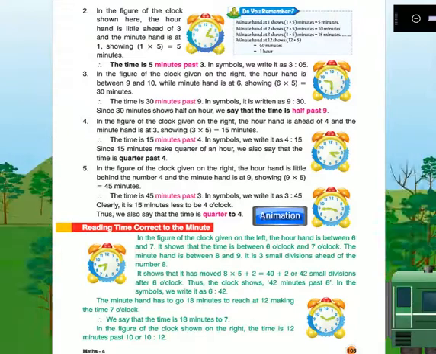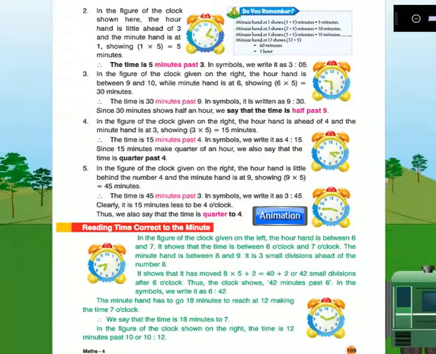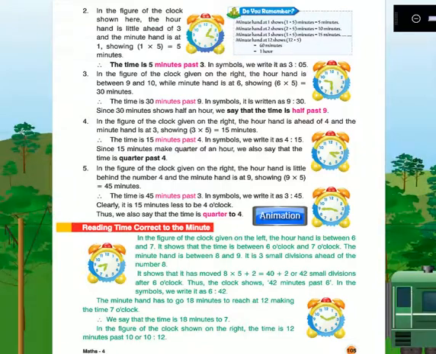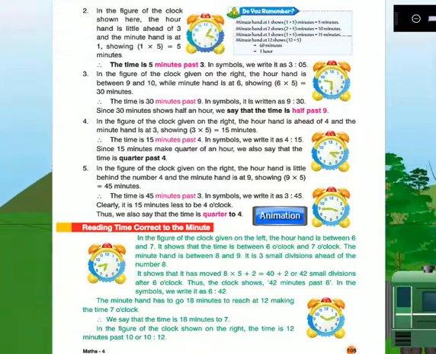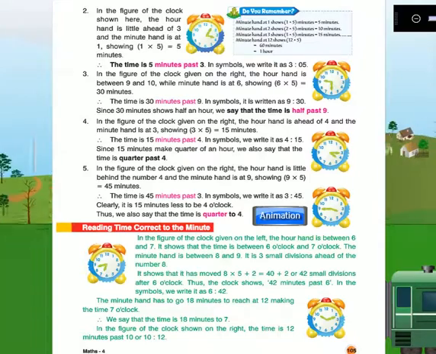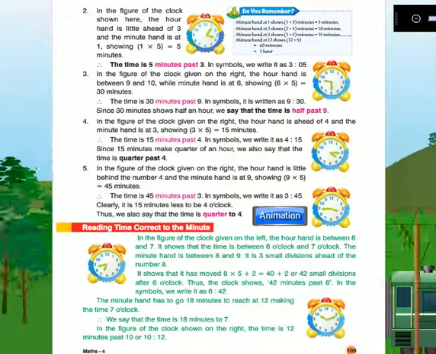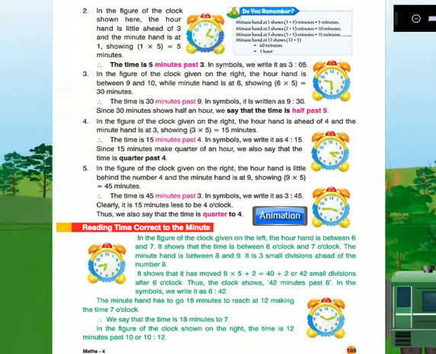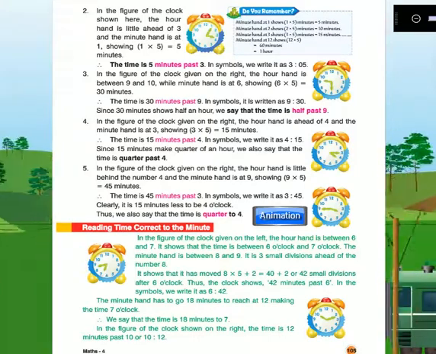Reading time correct to the minute. In the figure of the clock given on the left, the hour hand is between 6 and 7. It shows that the time is between 6 o'clock and 7 o'clock. The minute hand is between 8 and 9, and it is 3 small divisions ahead of the number 8.